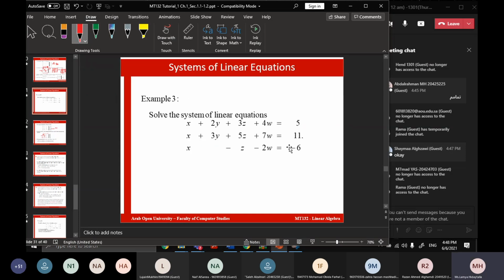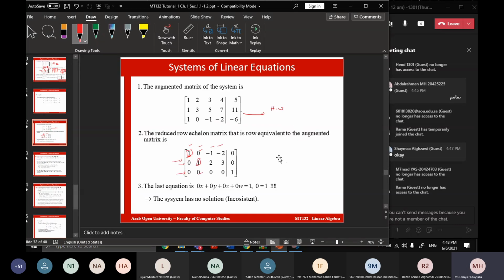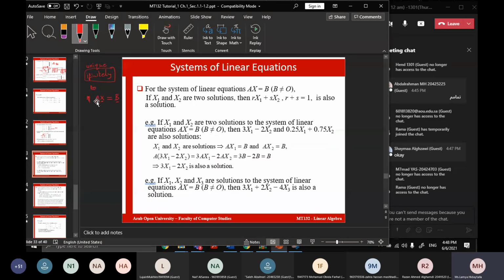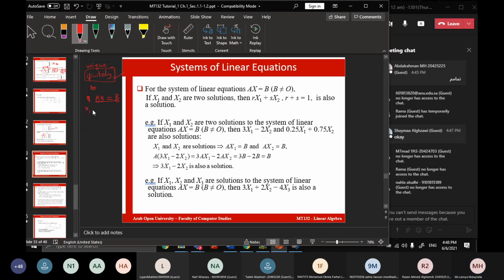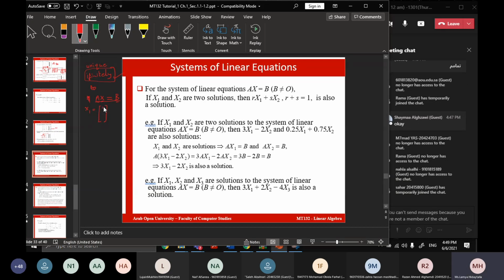Like this one here: the constants are 5, 11, minus 6, and this is the matrix of coefficients. So this is a linear system in matrix form. Now, if he told you that for this system we have infinitely many solutions, and one of the solutions is x1, then x1 has some values, depending on the number of variables.